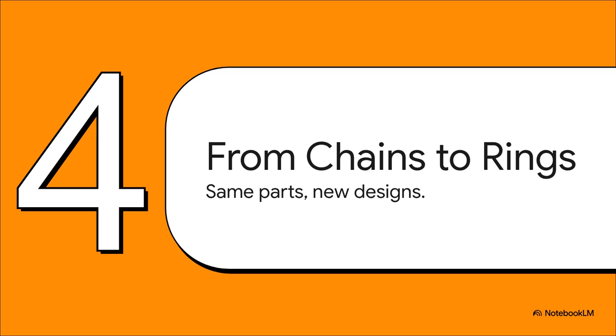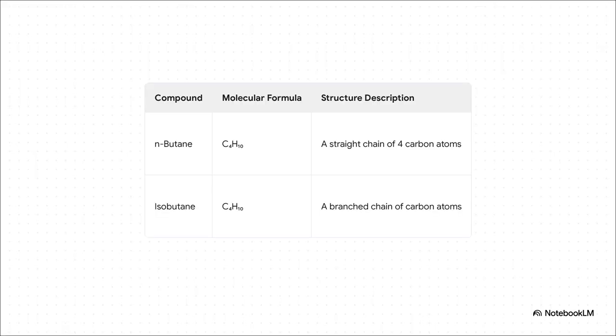skeletons. But here's where it gets even cooler. It can create totally different designs using the exact same parts. Let me show you what I mean. Take a look at these 2 compounds, n-butane and isobutane. Now get this, they both have the exact same molecular formula, 4 carbons, 10 hydrogens.